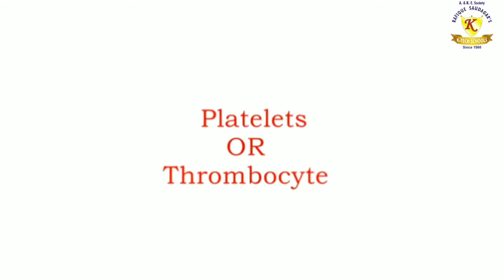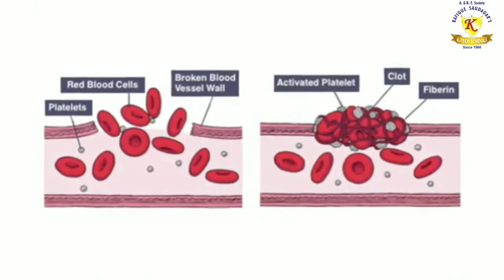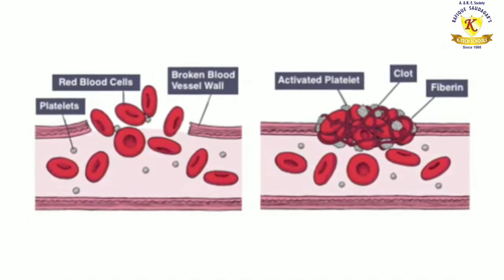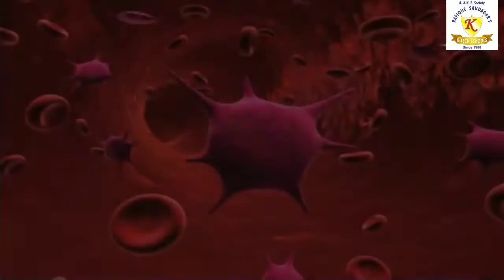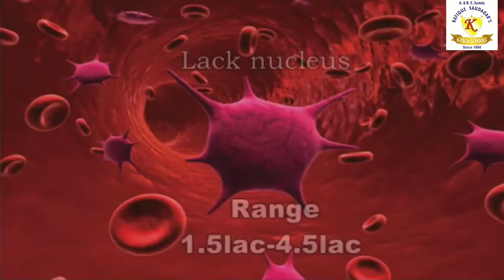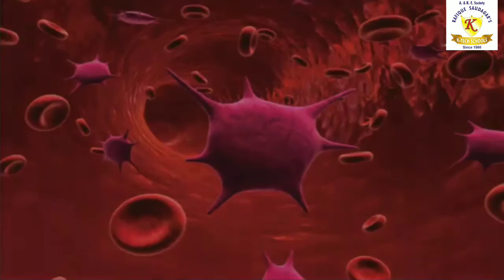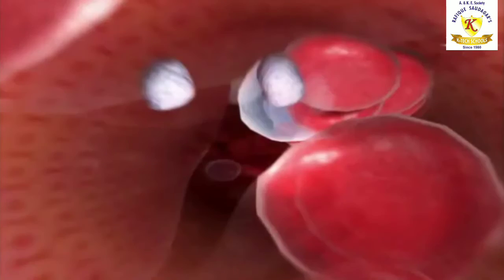Now let's see what are platelets or thrombocytes. They are the components of blood whose function is to react to bleeding from the blood vessels injury. Platelets have no nucleus and their normal range lies between 1.5 lakh to 4.5 lakh. Platelets make up about 2% of blood.